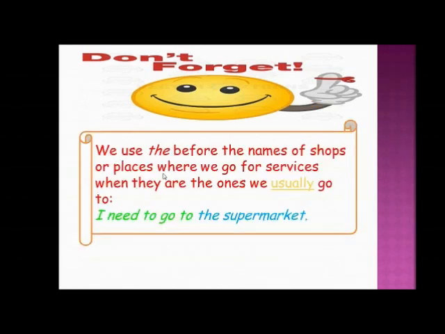Don't forget. We use the before the names of shops or places where we go for services, when they are the ones we usually go to. For example, like Carrefour, Lulu, the big or the known, popular supermarkets. I need to go to the supermarket. So here we are talking about a particular supermarket, for example, like Carrefour or Lulu. Okay, guys? The supermarket.